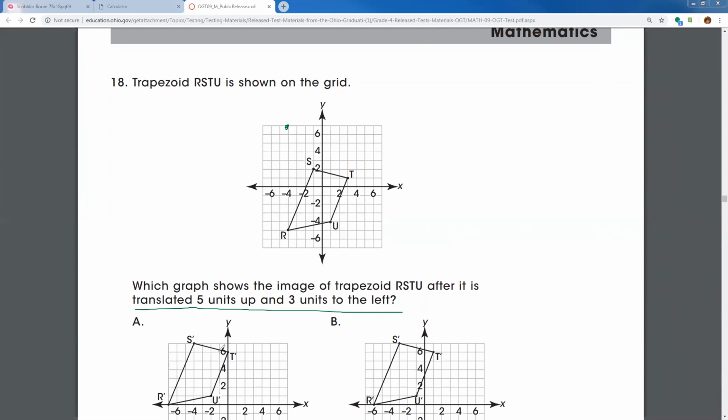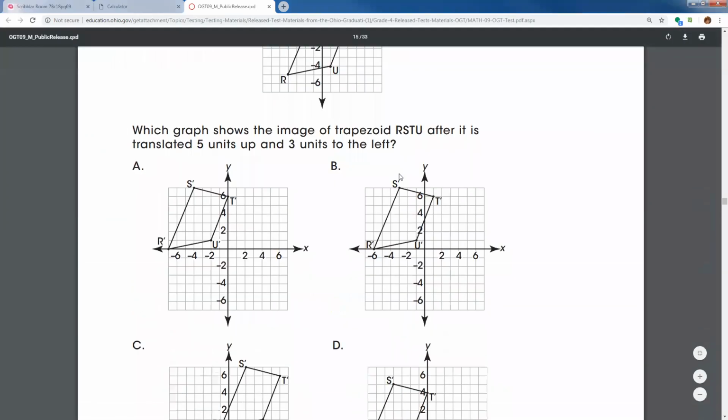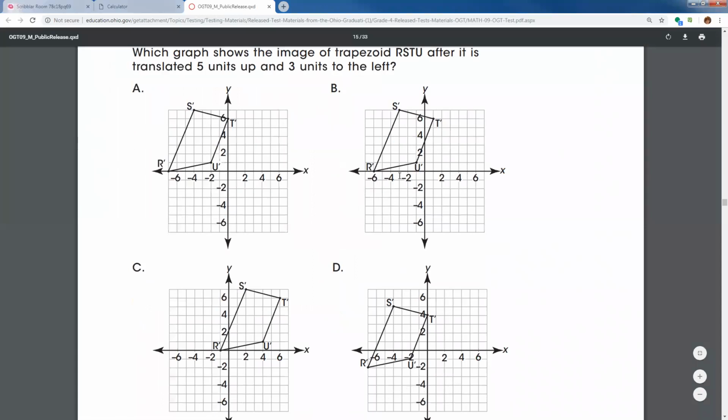It looks like you've already said the answer is A, which is correct. You'll notice a little apostrophe. That just means the new S. The point we found here originally was S, but now that we've moved it, we call it S prime. And good, it literally is just counting. 5 up, 3 left.